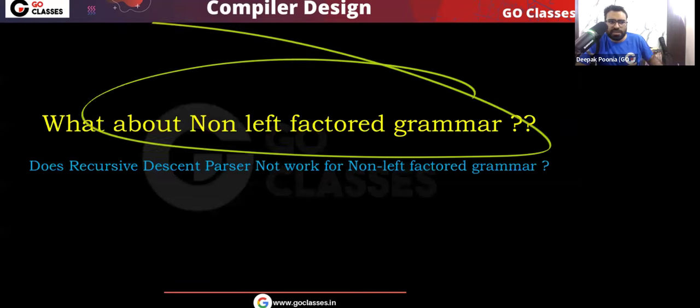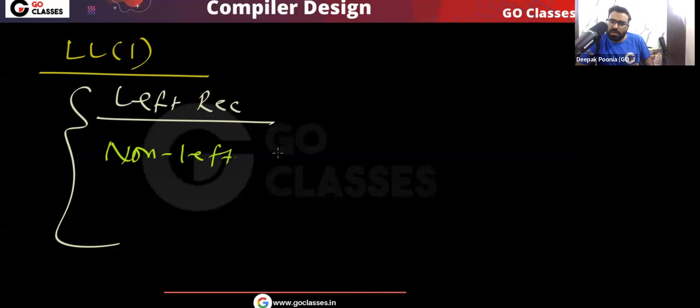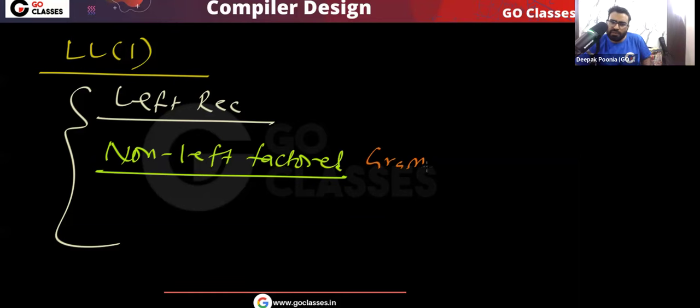What about non-left-factored grammar? If you remember, when we were discussing the LL1 parser, this LL1 parser has a problem with left recursion also. Yes or no? If your grammar is left recursive, then it is not LL1. This LL1 parser also has a problem with non-left-factored grammar, yes or no? We have already seen this. If your grammar is non-left-factored, then the grammar is not LL1, yes or no?